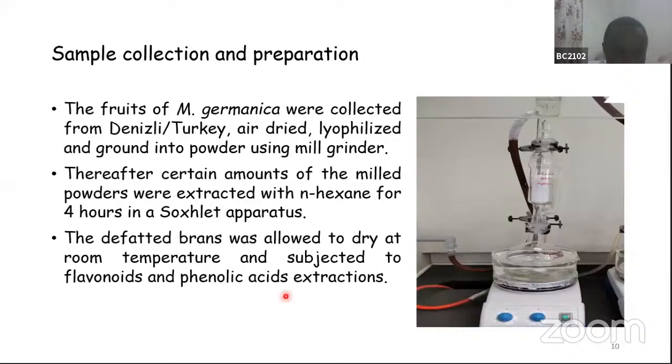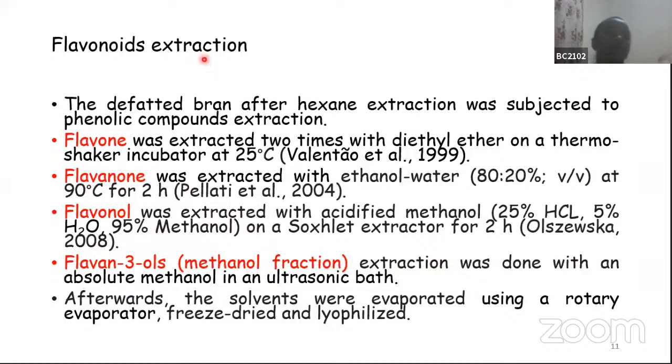So the sample was collected, air-dried, lyophilized, and ground into powder using a mill grinder. Thereafter, a certain amount of the milled sample was extracted with a Soxhlet extractor for 4 hours. The defatted brain was allowed to dry and subjected to flavonoid and phenolic acid extraction. For the flavonoid extraction, 4 flavonoid groups of compounds were extracted: flavone, flavanone, flavonol, and flavanol. For the flavanol, we carried out 2 extractions: methanolic extraction and acid extraction.